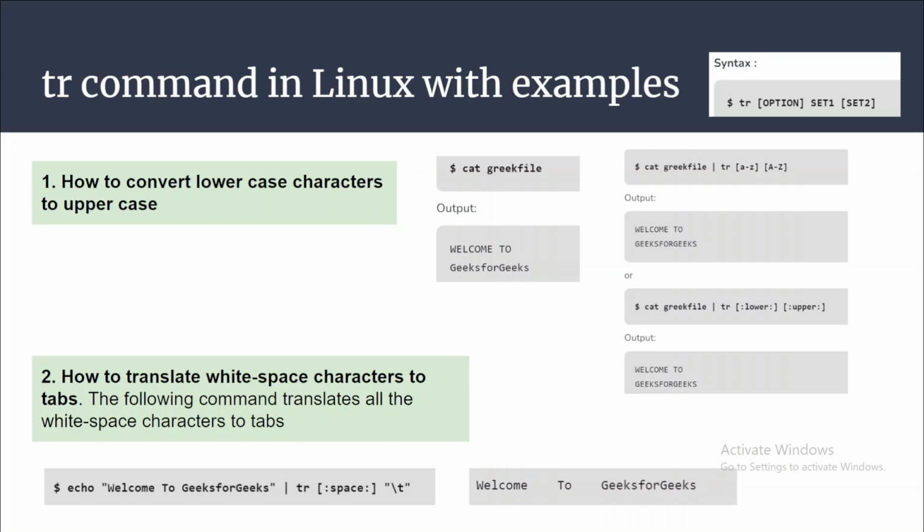Now, how to translate white space characters to tabs. You can simply use the same thing. The first set is saying all the spaces should be replaced with the tab character. Here you can see there is a space after welcome and to, and this is replaced with the tab. So you can do that also with the tr command.